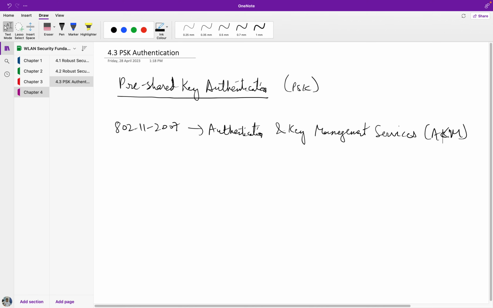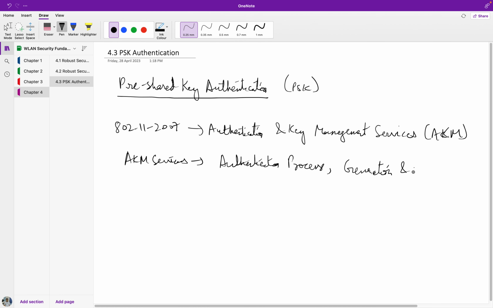What the AKM services basically do is two things: the authentication process, and generation and management of encryption keys. This is the function of AKM services, right?